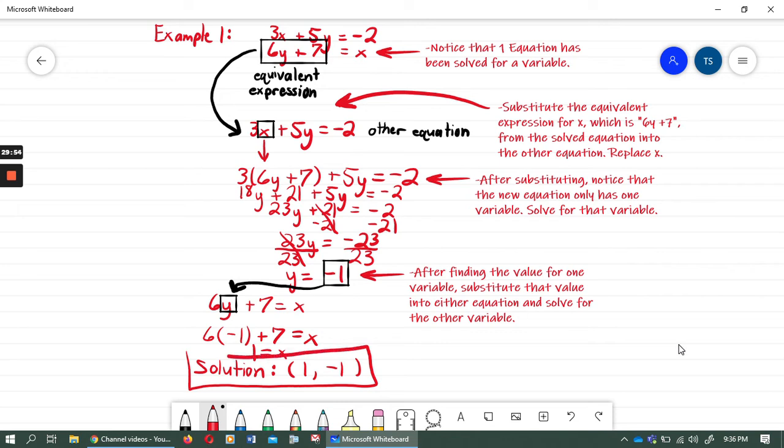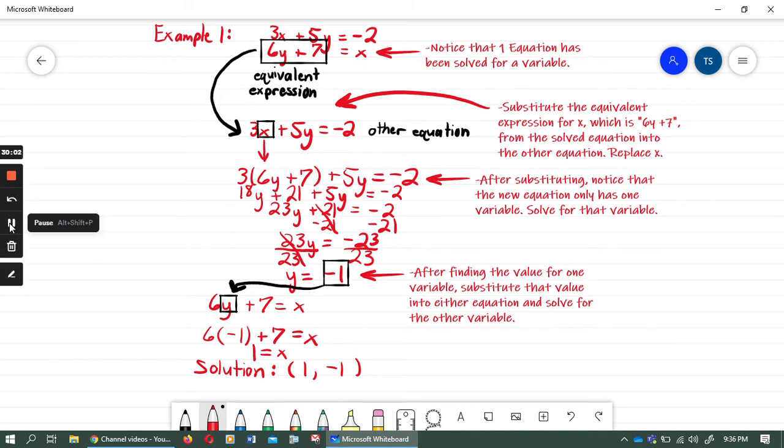Alright, we're going to look at a few more examples. Okay, that's about as sloppy as it's going to get. We're going to look at a few more examples with the substitution method, and then we're going to talk about the other method. We'll get there in just a moment.